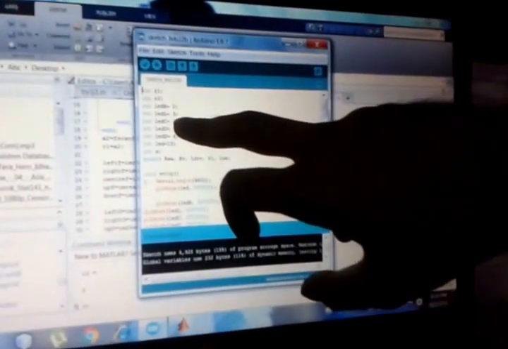This is actually attached to pin number 3, and for pin number 3 we have light left, okay, and center is indicated by this LED. We will see that it is actually indicating center.